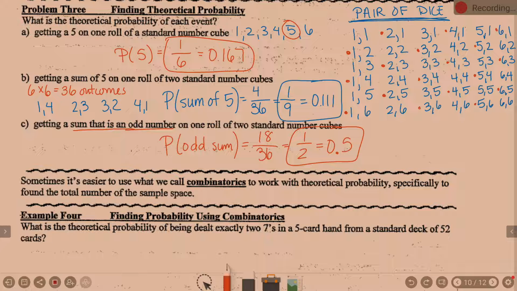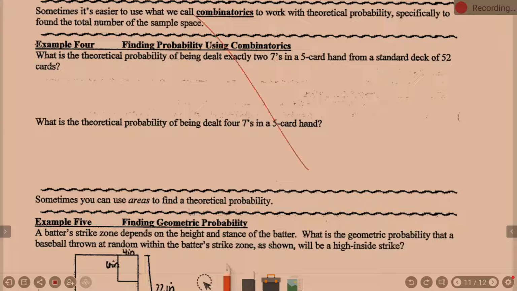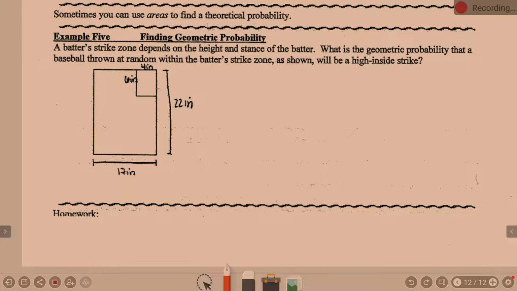Okay. We are not doing probability using combinations. I don't even know how to say that word, combinatorics, but we're not doing probability using combinations. So we're skipping over that section. We're going to go to the bottom section because this is an important one to talk about. Sometimes you can use areas to find probability. And that's what we're going to look at here.